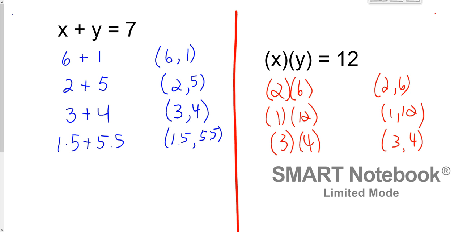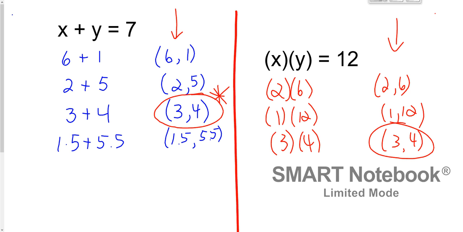So if you notice, for each one of these equations, we can just keep coming up with more and more solutions, but there is only one solution that they have in common, and that would be the point (3, 4). That's what we're looking for when we solve a system of equations. We are looking for the one solution that both equations have in common. One method for solving a system of equations is called graphing.